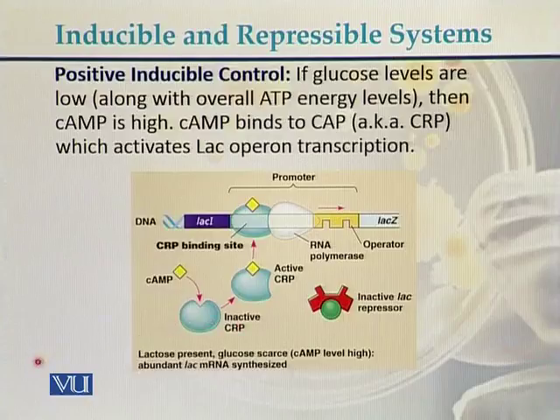Here we can see that if lactose is present and glucose is scarce or less, the messenger RNA will be synthesized. Here we can see that the repressor is not going to bind with the operator region. So if it is inactive, messenger RNA will be produced.